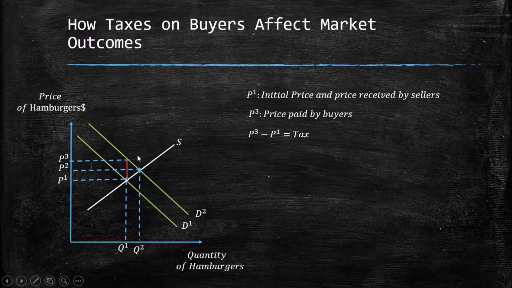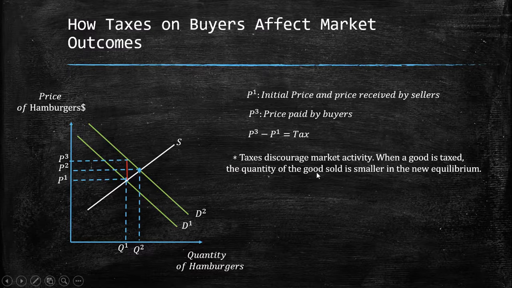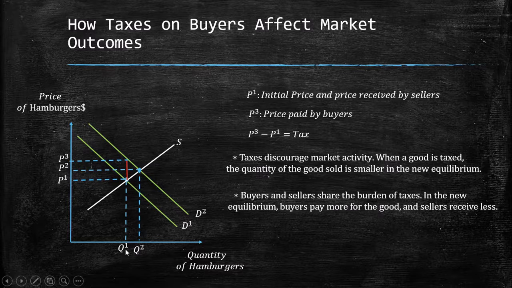So in this case, P1 is going to be the initial price, but at the same time, after the tax, it is going to be the price received by the sellers. So taxes discourage market activity. When a good is taxed, the quantity of the good sold is smaller, as we see here, in the new equilibrium. Okay. Buyers and sellers share the burden of taxes.